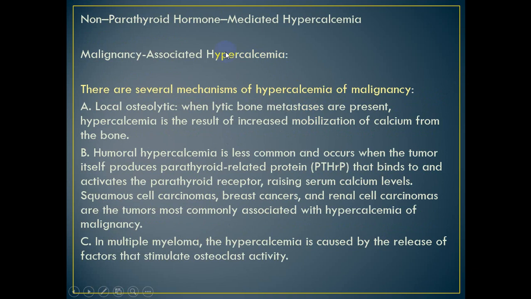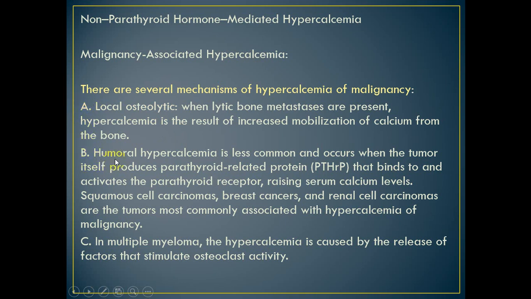The other category of hypercalcemia, which is non-parathyroid related, is most commonly malignancies. There are several mechanisms by which malignancy can cause hypercalcemia. Number one, direct mechanism, by direct metastasis to the bone causing local osteolytic or lytic lesions. When lytic bone metastases are present, hypercalcemia results from increased mobilization of calcium from the bone. So metastasis to the bone will cause release of the calcium from the bone. This is the first mechanism and the most common.